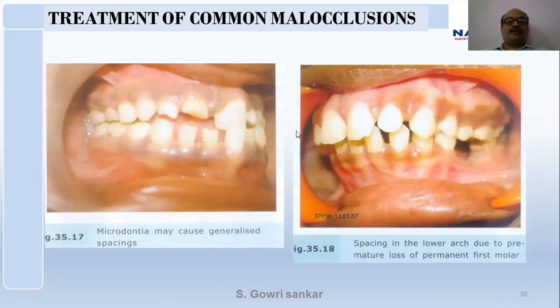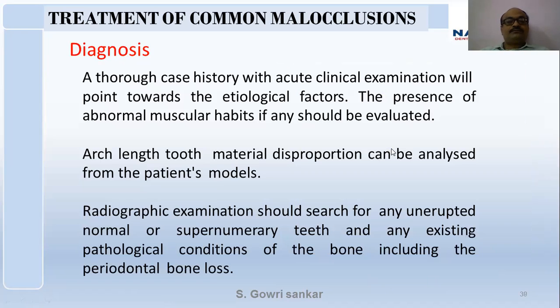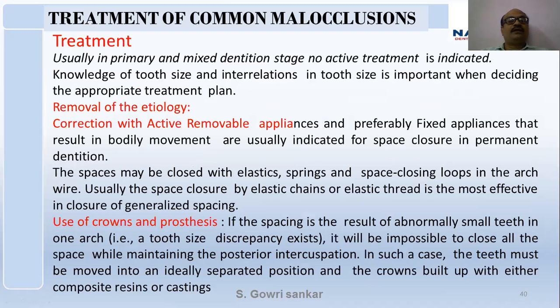So you can see microdontia, or small teeth, giving rise to generalized spacing, and premature loss of the first molar in this arch has given rise to spacing in the dentition mesial to it. So diagnosis is the same as that of midline diastema. A thorough case history has to be taken, rule out periodontal diseases, rule out abnormal habits, and arch length tooth material disproportion should be analyzed by the patient's model analysis, and radiographic examination should search for any unerupted normal or supernumerary teeth and any existing pathological conditions of the tooth.